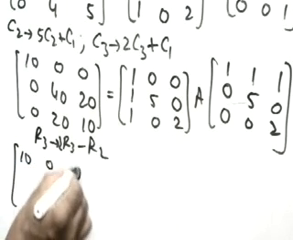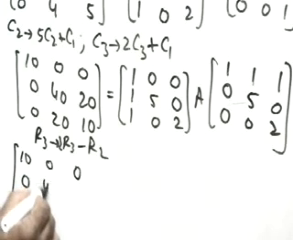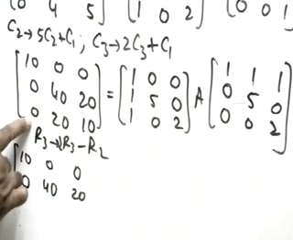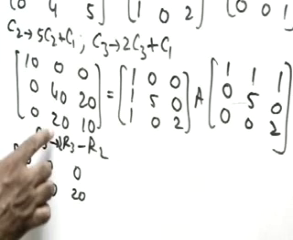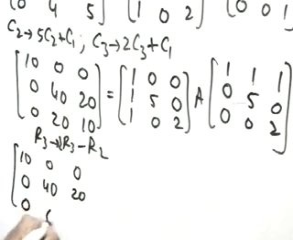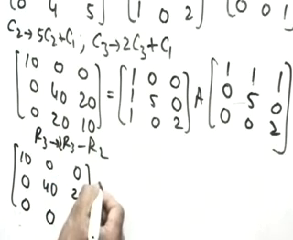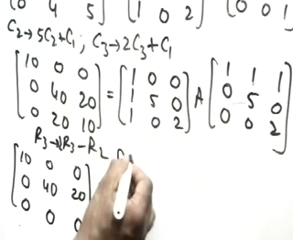So let me change this one, 10 0 0, 0 40 20. Now if you multiply with this 2 into 0 0, it will remain 0. 2 into 20 is 40, 40 minus 40 is 0, 2 tens are 20, 20 minus 20 is 0, so we got this one 0.